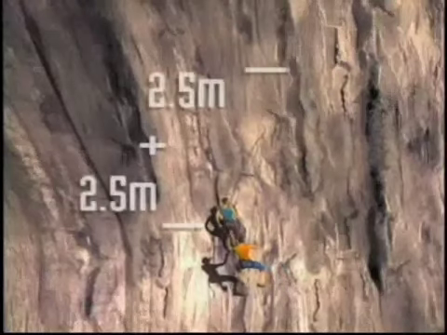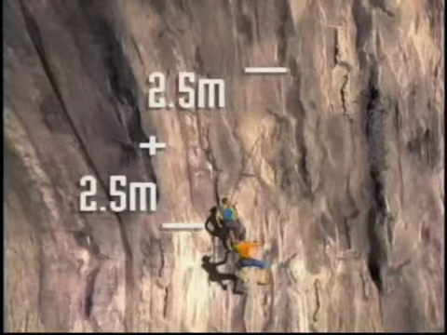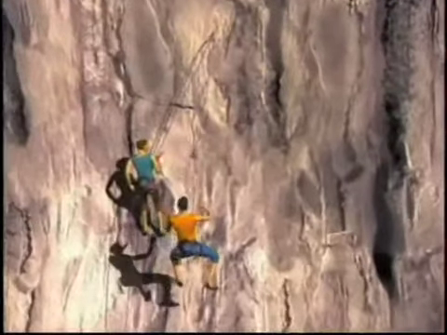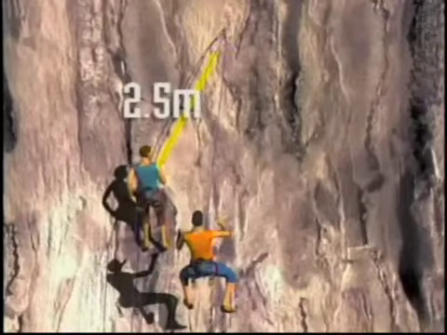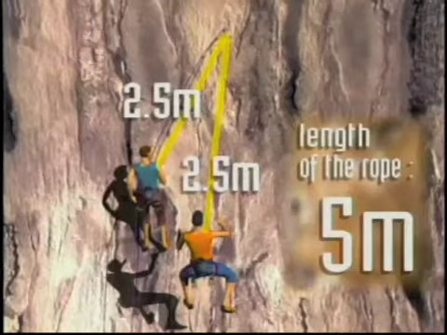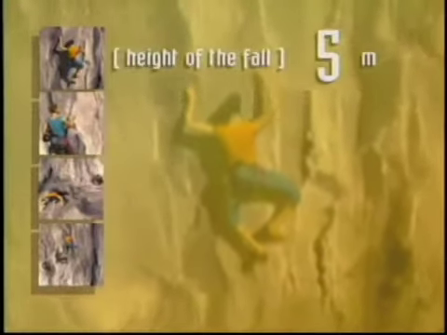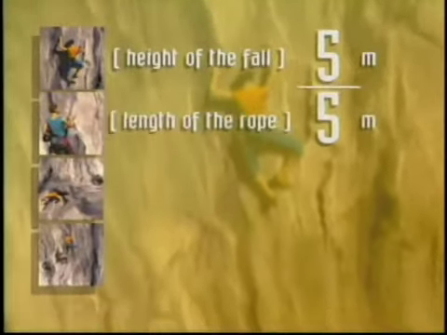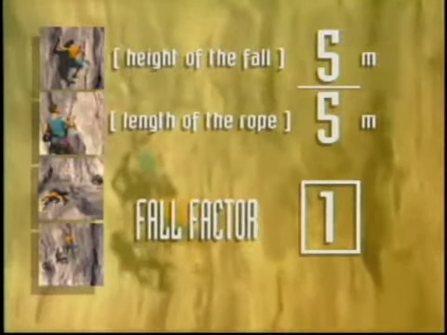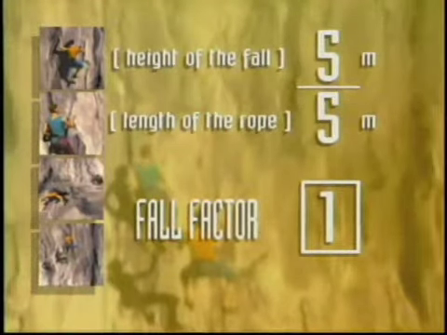The length of his fall is 2.5 plus 2.5, or a total of 5 meters. The length of rope used is 2.5 plus 2.5, a total of 5 meters. The fall factor will be 5 meter length of fall divided by 5 meters of rope employed during the fall, or a factor of 1. This is a reasonable fall factor.